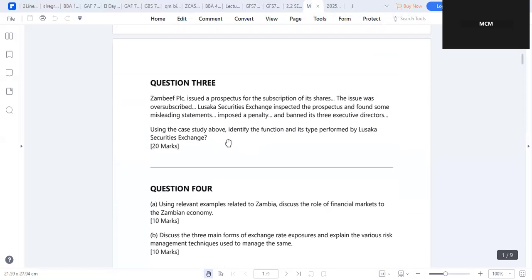Question number 3. Zambeef issued a prospectus for subscription of shares. The issue was oversubscribed. Lusaka Securities Exchange inspected the prospectus and found some misleading statements, imposed a penalty, and banned its three directors. Using the case above, identify the function and type performed by the Lusaka Securities Exchange.